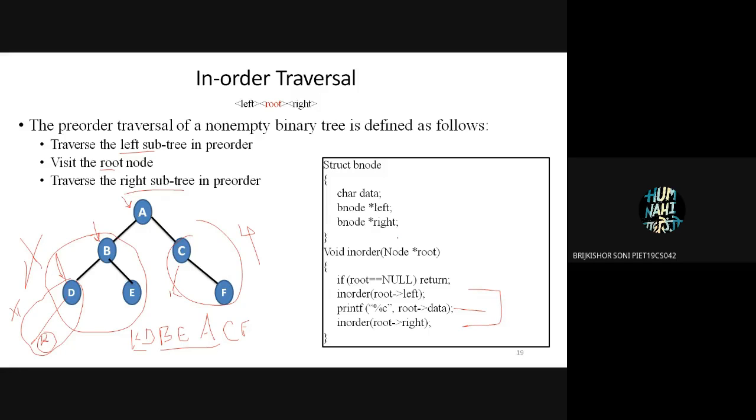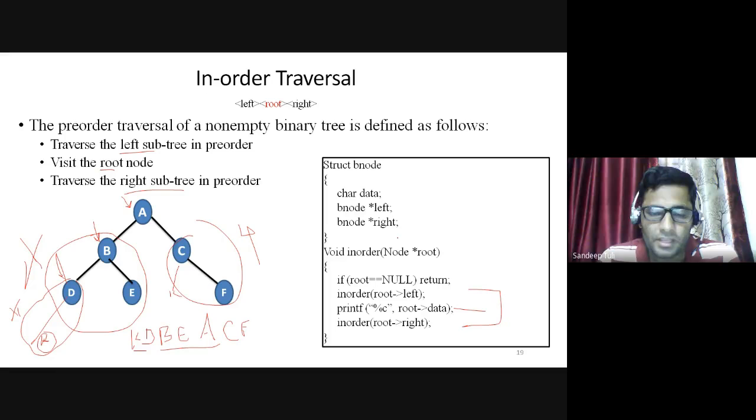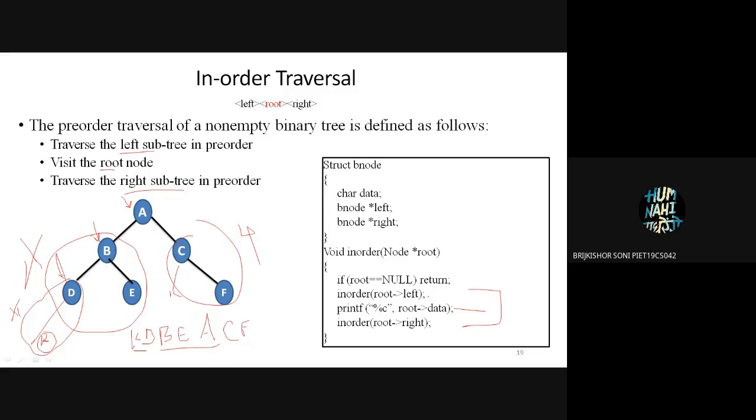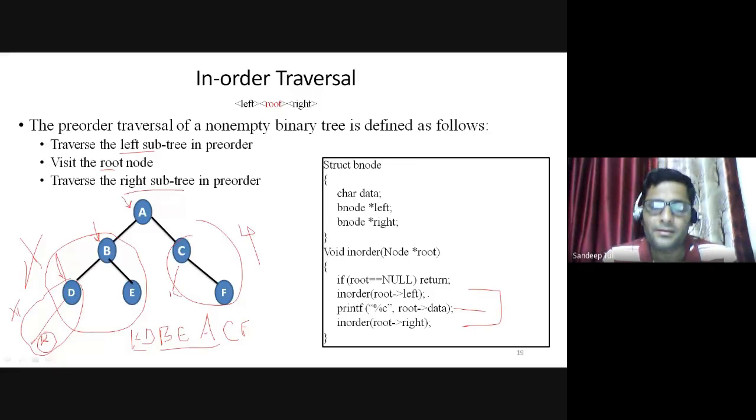Sir, explain this part: in-order root points to left. In-order is a function. Initially what we have passed over there is root. Now in this calling what we are passing? Left of root. Left of root means B. That's it. Initially we have called it with A as A is the root. Now again I am calling it for B.